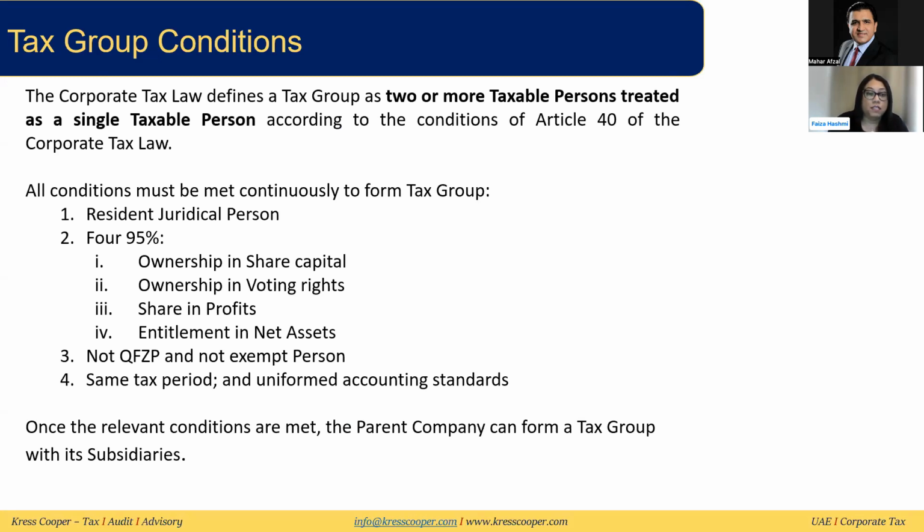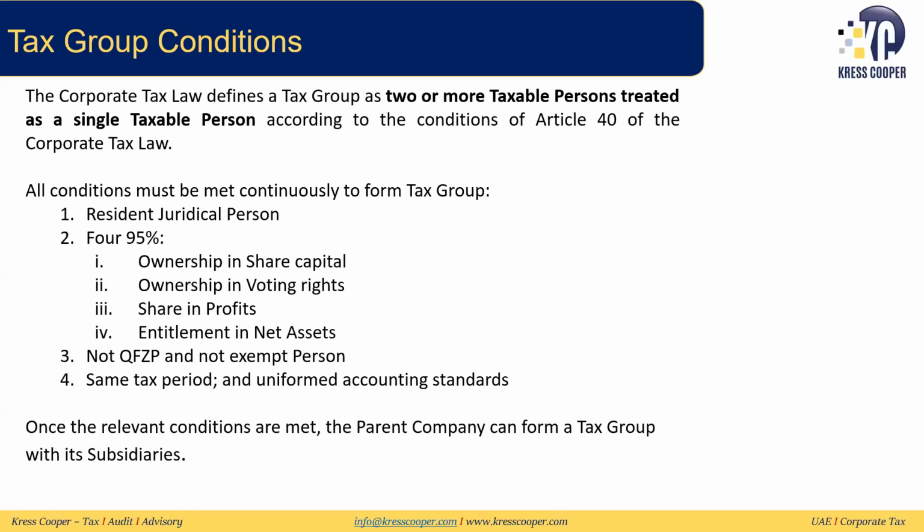Then there is the condition that the parent company needs to have at least 95% ownership in the share capital. By this, we mean the legal ownership of the share capital in a company. It needs to have 95% of the voting rights in the company, and 95% share in the distributable and non-distributable profit of the company. The parent needs to have 95% entitlement in the net assets of the company at the time of liquidation or winding up.